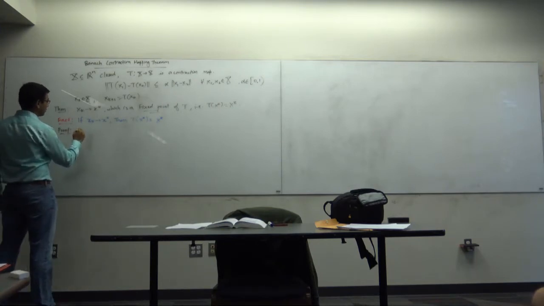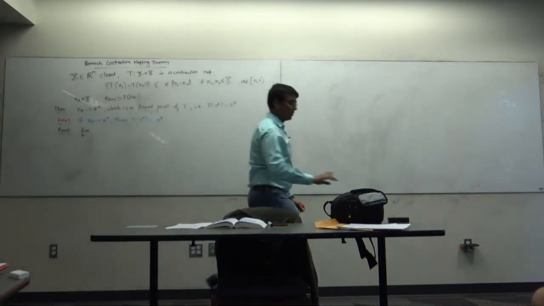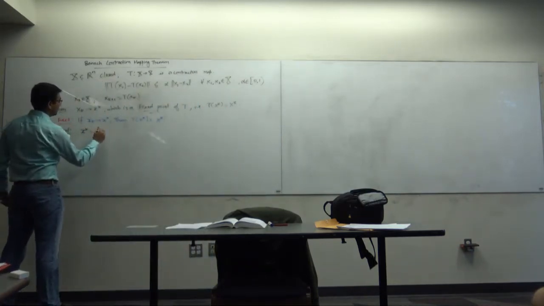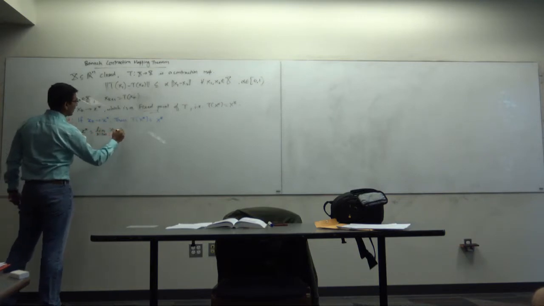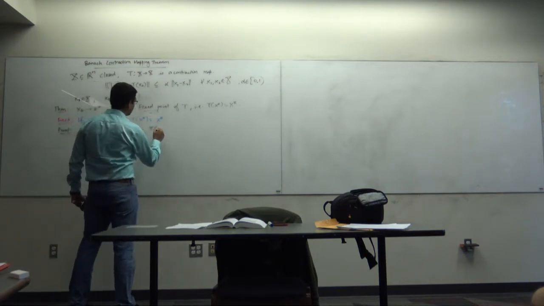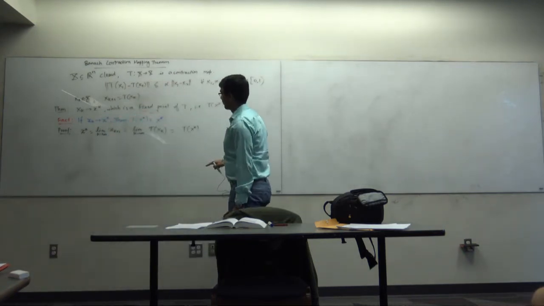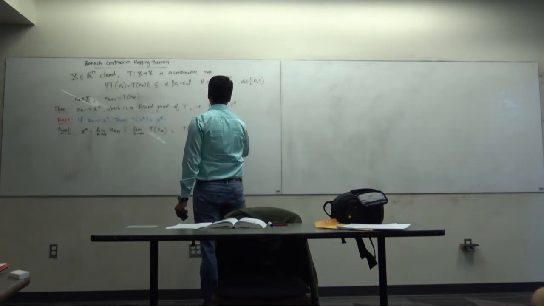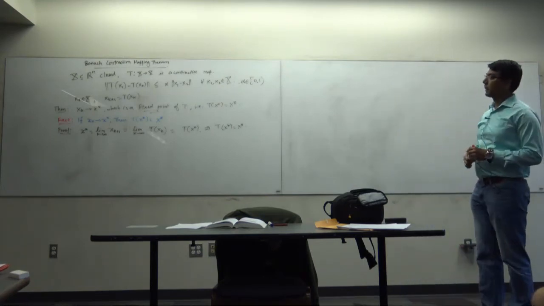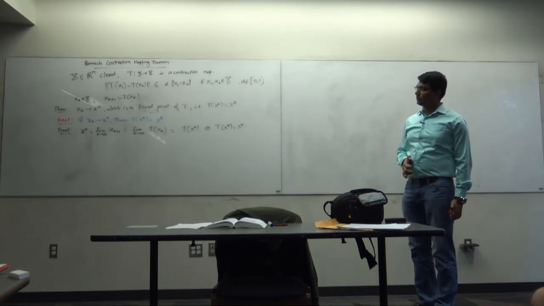So we have x star equals limit as k goes to infinity of x_{k+1}, equals limit as k goes to infinity of T of x_k, equals T of x star. Okay, so this implies T of x star equals x star.